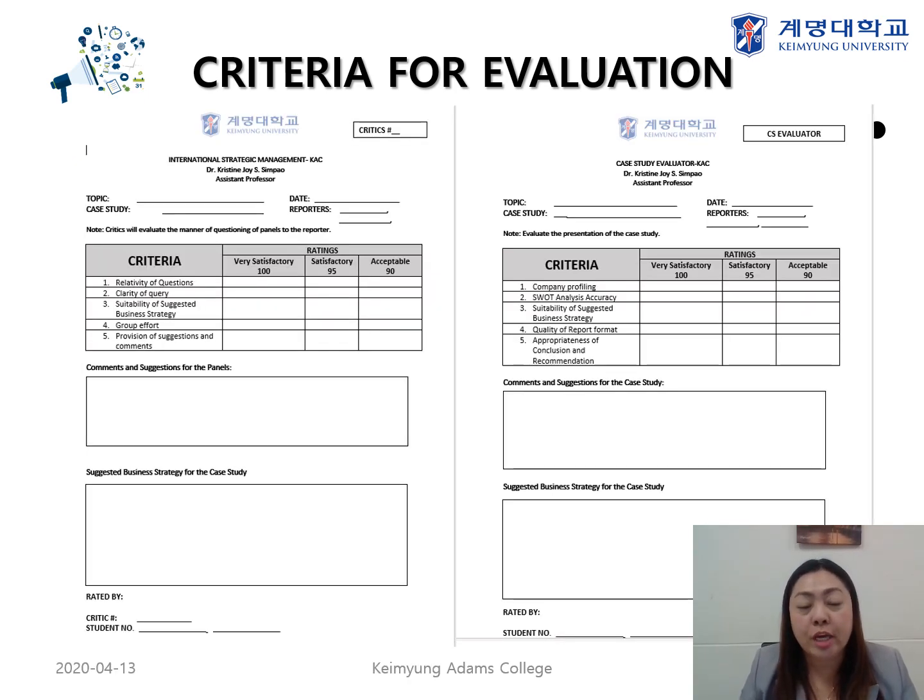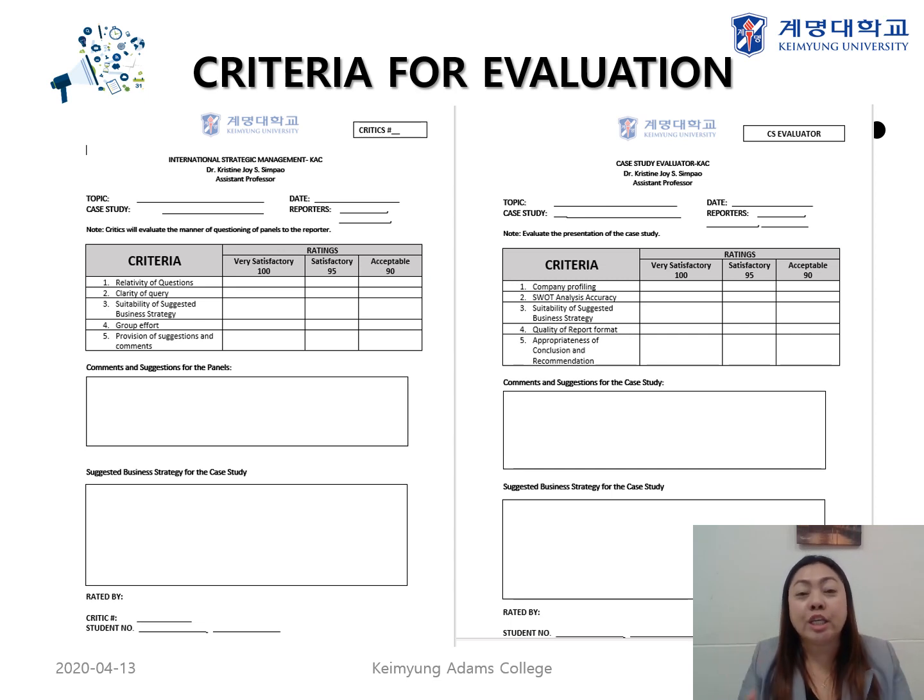Criteria for evaluation for critics on this side. What you are going to do is to evaluate the panel's way of asking questions to the presenter. It means that you are going to evaluate the panel, not the presenter. You are going to use this criteria. How are we going to do this?